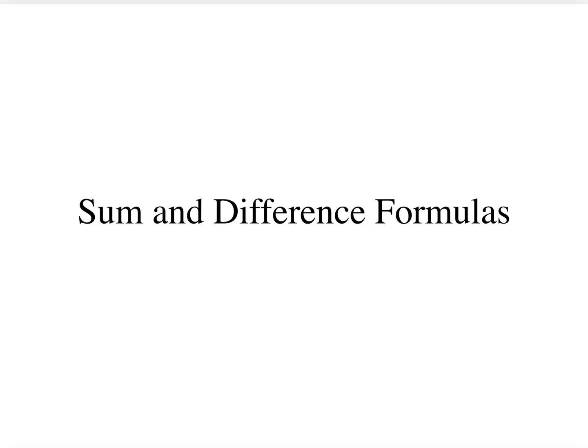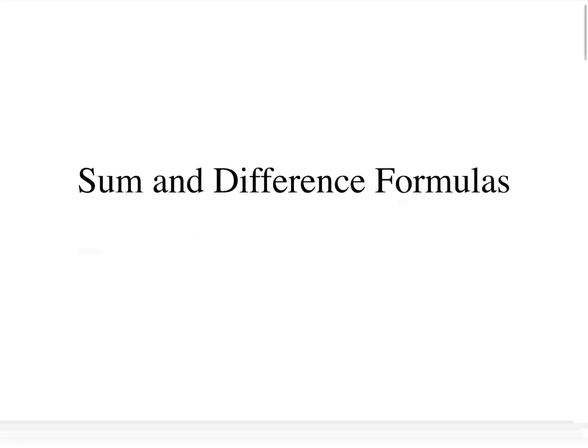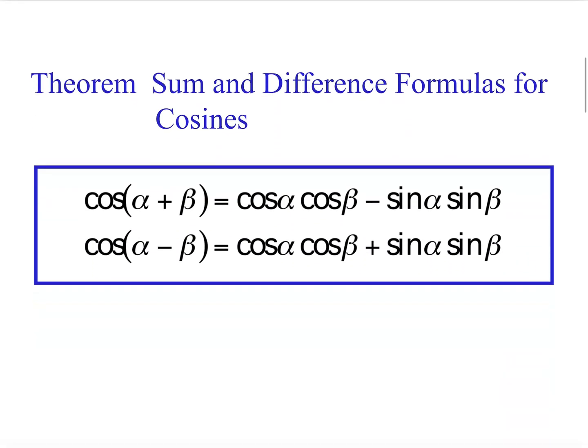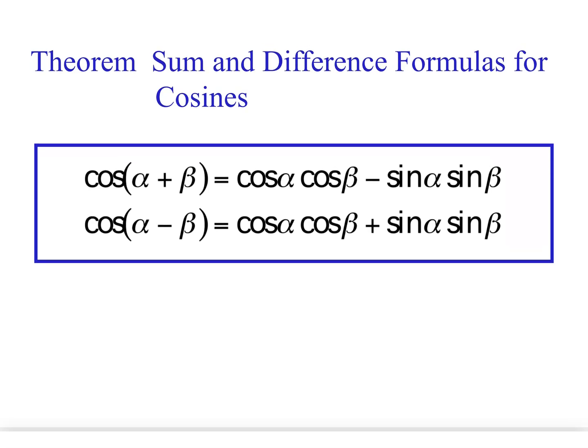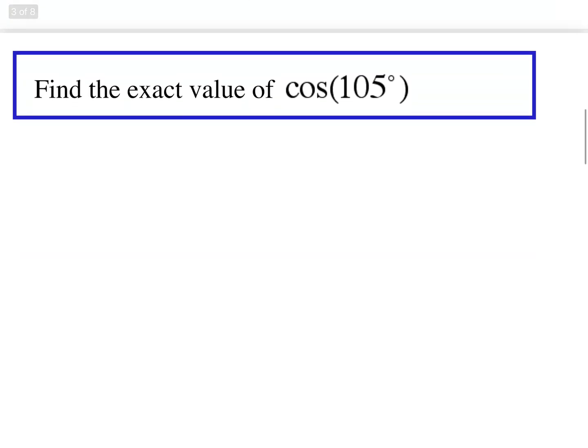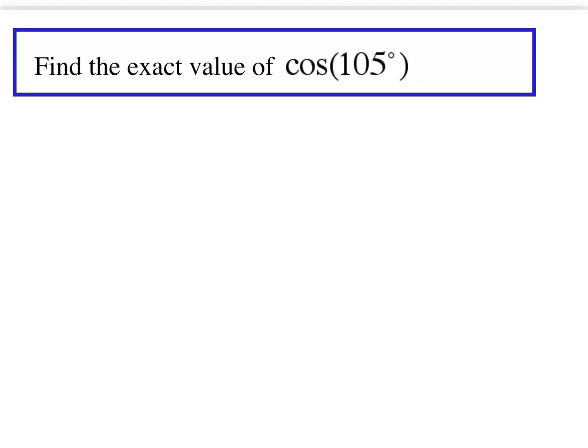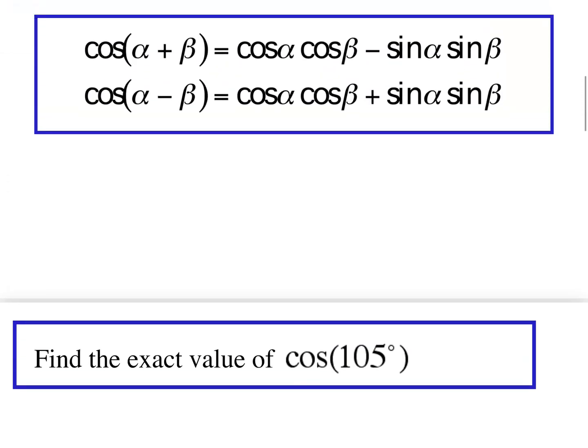All right, we're going to look at sum and difference formulas today, along with double angle and half angle formulas. Now, these are all in our identity sheet that I gave you in the formula sheet. You'll notice that the cosine of alpha plus beta is cosine alpha cosine beta minus sine alpha sine beta. And cosine of alpha minus beta is cosine alpha cosine beta plus sine alpha sine beta.